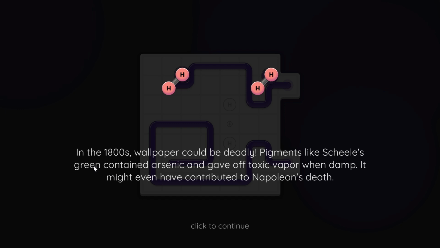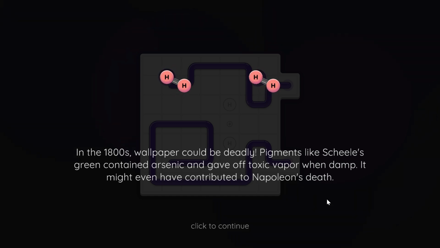In the 1800s, wallpaper could be deadly. Pigments like Scheele's green contained arsenic and gave off toxic vapor when damp. It might even have contributed to Napoleon's death.